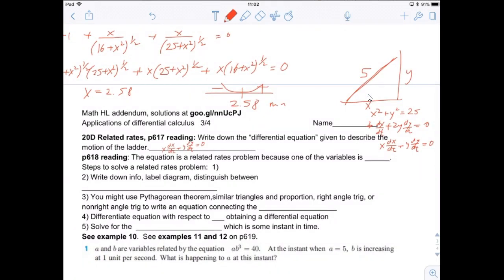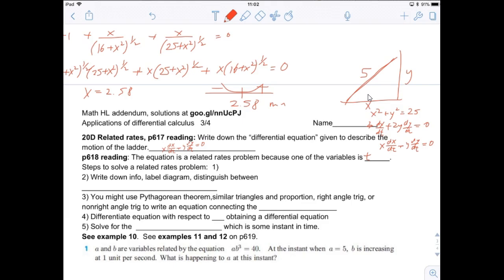Okay? So next step, it says the equation is a related rates problem because one of the variables is time. Okay? So we took a variable which wasn't even in the original equation. The original equation was x squared plus y squared equals 25. There was no time there. We introduced time by taking the derivative of everything in the equation with respect to time.